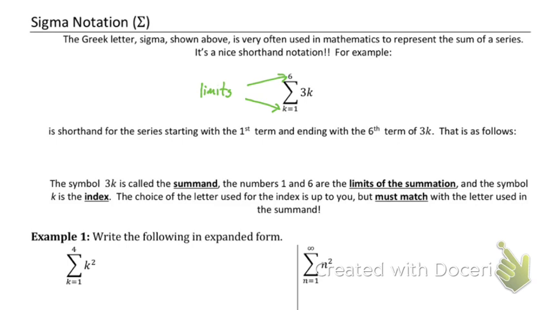Then let's look at that 3K. That 3K, all of it, is called your summand, which is kind of a cool word. Your summand is just an explicit formula. And the last thing I want to point out is the K. The K can be any variable you want it to be, but the K is known as your index.